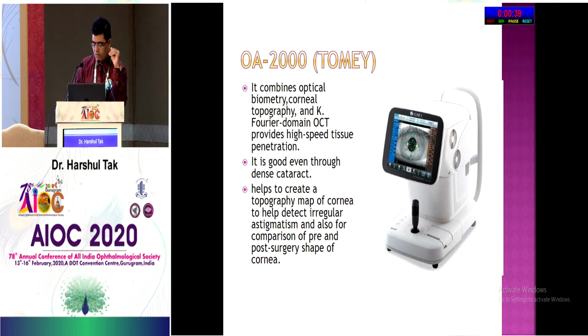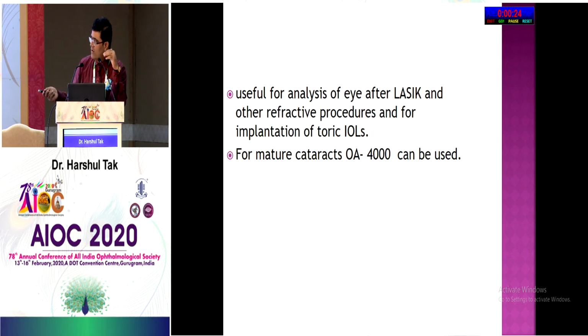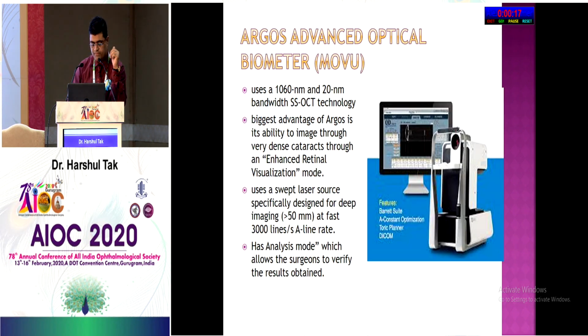It also has all the newer formulas inbuilt in it, the Barrett formulas, and it has Shama's PL formula for post refractive surgery eyes. Like the IOLMASTER has Haigis-L formula, it has Shama's PL formula. And it also gives all the readings, like what I mentioned, white to white, lens thickness, all the 7 parameters it gives. Then we also have the Argus Advanced Optical Biometer, which uses 1060 nanometer SSOCT technology.